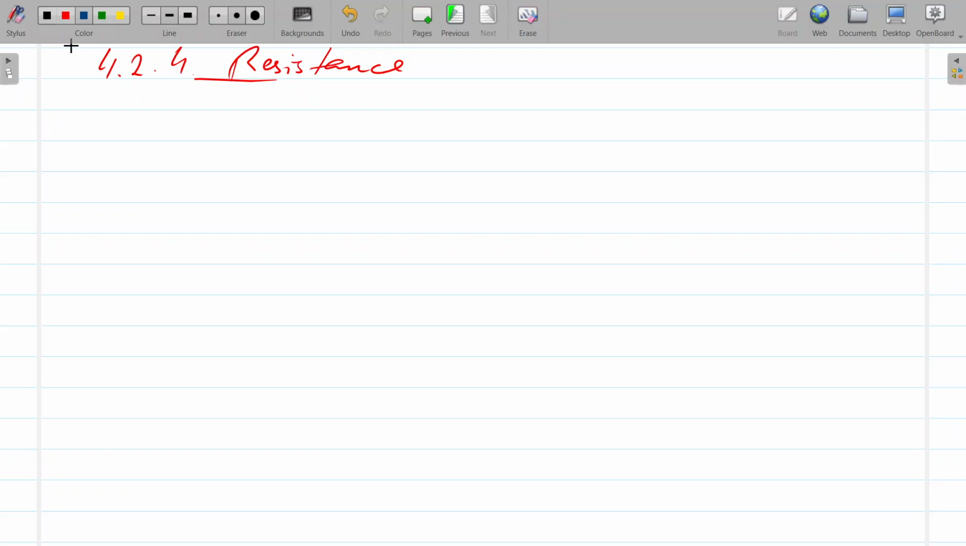Difficulty to move, right? So friction opposes motion. It goes against movement. That's basically what resistance is. Now, this is not the scientific definition, so you shouldn't be using this in papers, but it's sort of the friction of electric circuits.